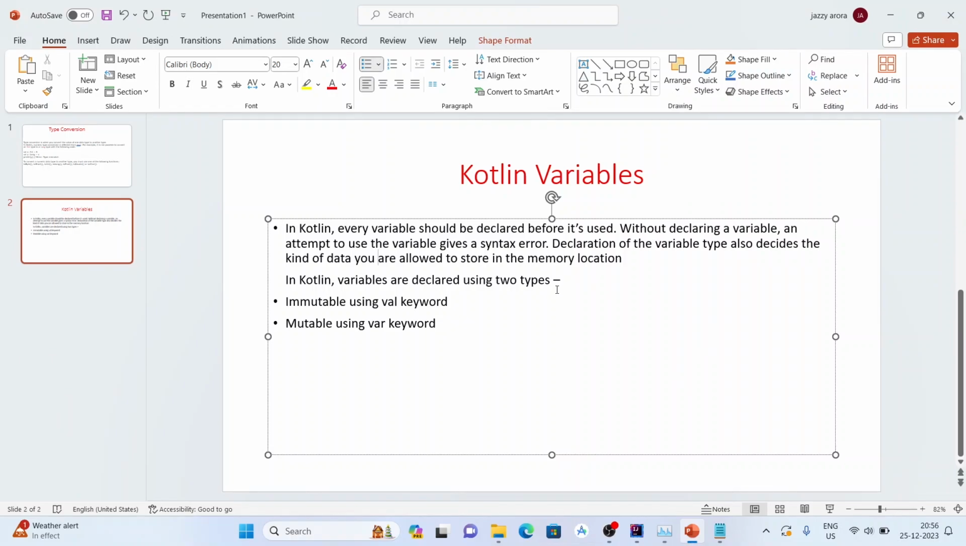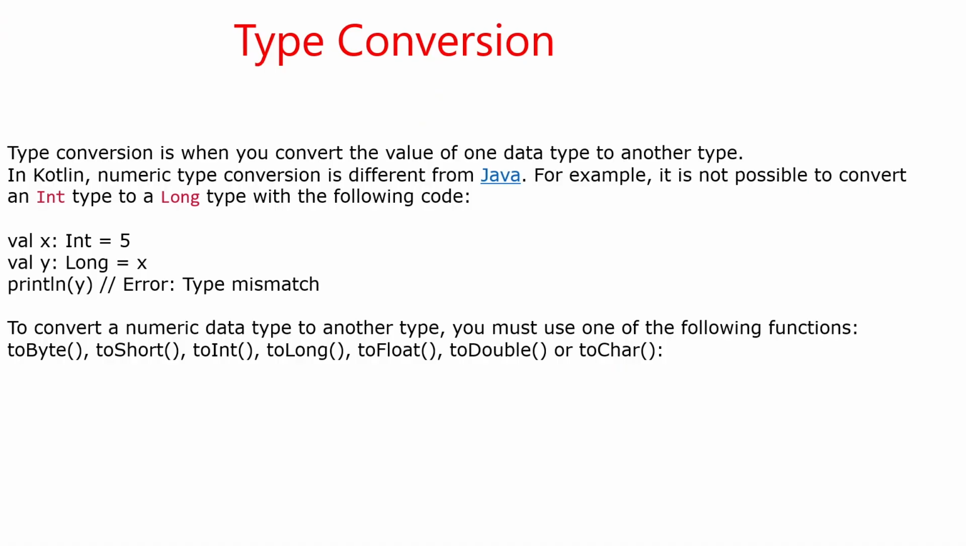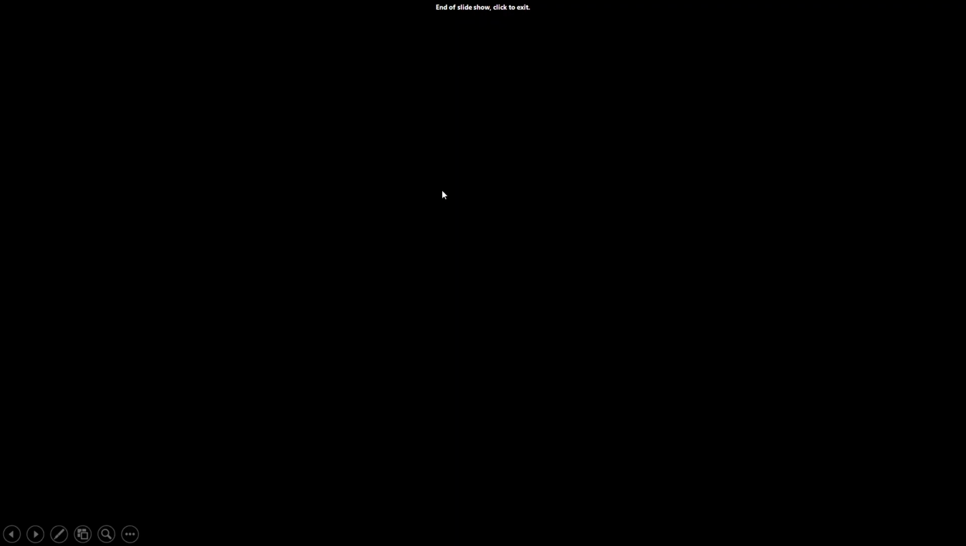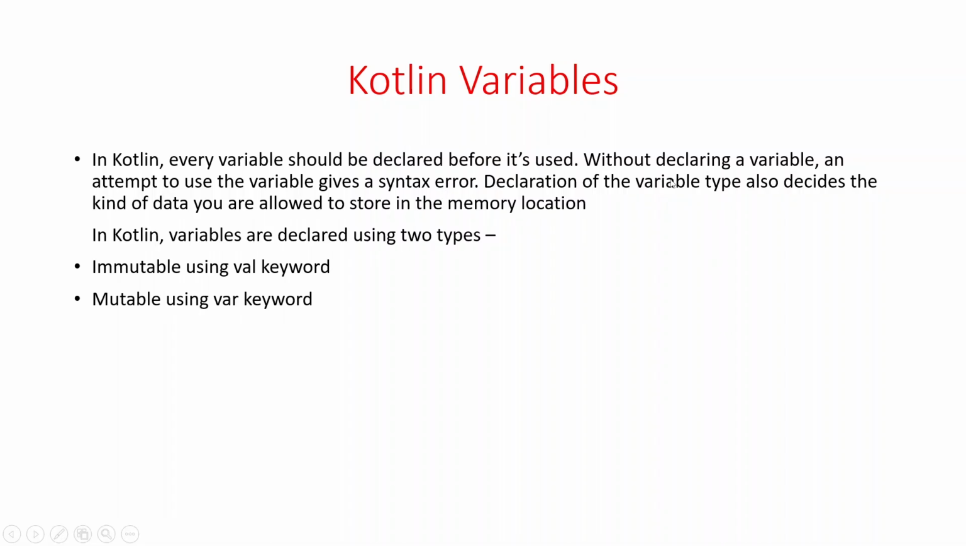Now let's talk about variables in Kotlin. As you can see, I am using two types of keywords here, var and val. What's the difference? Let's talk about it. Kotlin variable. In Kotlin, every variable should be declared before it is used. Without declaring a variable, an attempt to use the variable gives a syntax error. The variable type also decides the kind of data you are allowed to store in the memory location. In Kotlin, variables are declared using two types: immutable type using the val keyword and mutable type using the var keyword.